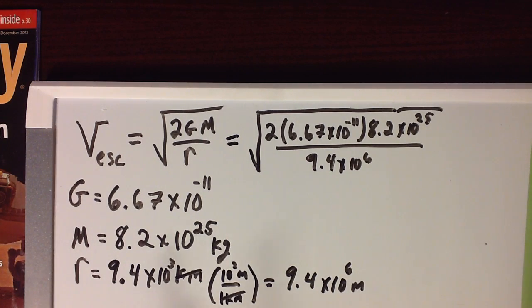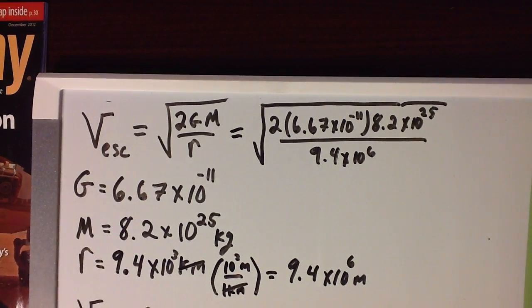So let's do this example. Let's start out with a mass of 8.2 times 10 to the 25th kilograms. Let's say you're given in the problem that something trying to escape from this planet, let's say a rocket or something like that, is 9.4 times 10 to the third kilometers from the center. Often the distances will be given in kilometers, and we have to convert that from kilometers to meters.